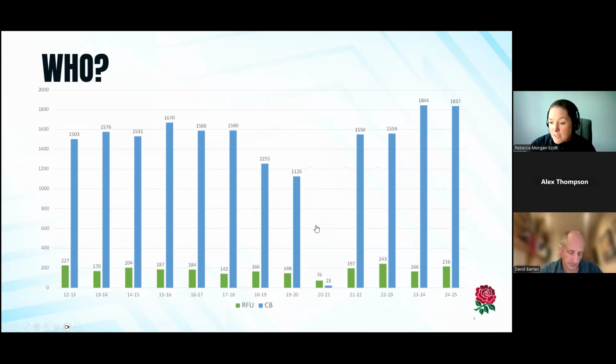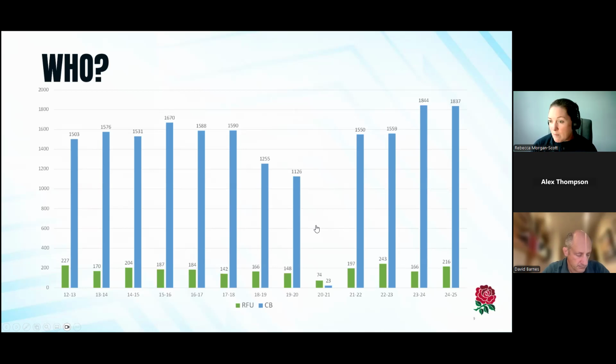From an RFU perspective, the columns in green there, our numbers fluctuate season on season. Last year we had 216, the year before 166, and the year before that 243. There isn't really any rhyme or reason as to why the stats are the way that they are. Unfortunately, our numbers fluctuate quite a bit, but we do have an idea that it's not really impacted by the change in the number of games that we're seeing.